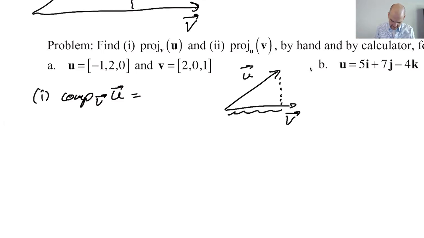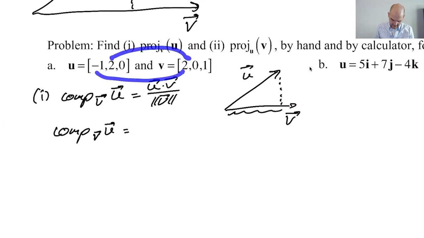So I need to do the dot product. It's going to be u dot v over the magnitude of v, because v is the base. So the component of u along v is going to be -2, just -2, right? This times this is -2, a 0, a 0, so -2 over the magnitude of v, which is 2 squared is 4, plus 1 is 5, square root of 5.